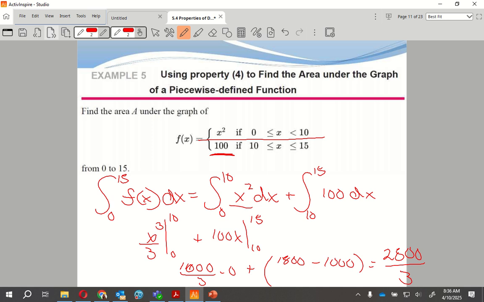Is that 1,800? 15. My 5s are kind of wonky. Oh, this right here? Ah, there we go. 1,500 right here, yes. Sorry, that's 1,500 because 100 times 15 is 1,500. It's bad, but you know.